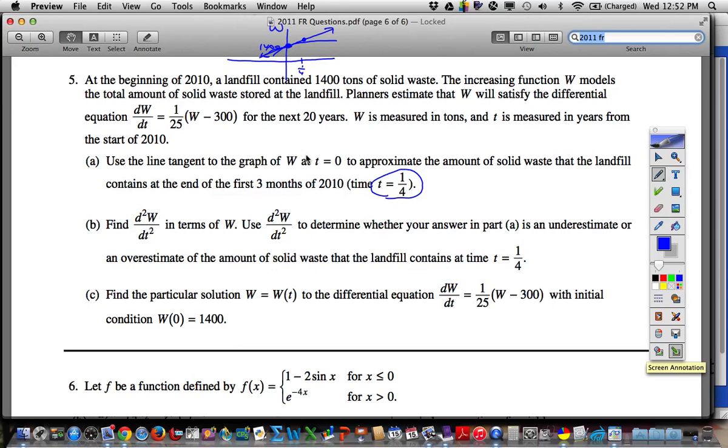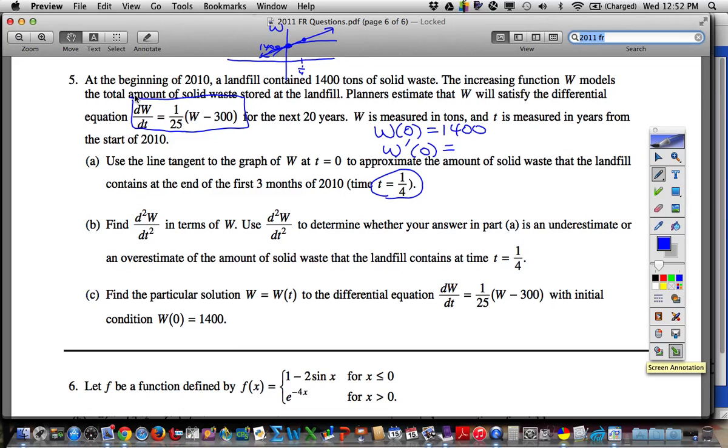Okay, so let's find the equation of that line. Well, that's easy to do. All we need is a slope and the point. So do we have the point? Sure. That's easy. And do we have the slope? Wouldn't that be W prime? Isn't that right? Isn't that what this is? Right? Isn't that W prime? So what do we plug into W prime? Do we plug a 0 right there? No. What is 0? 0 is t.